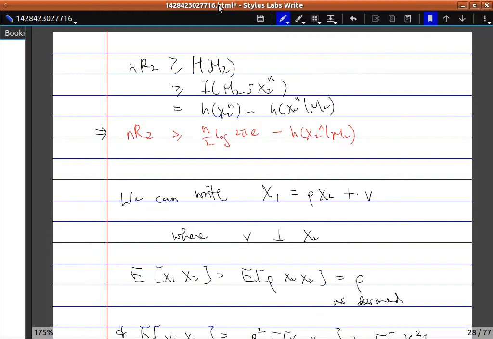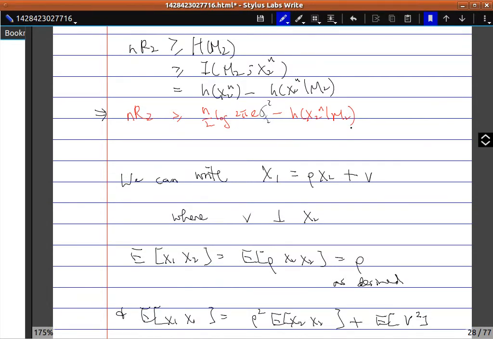Now, if we consider nR2 greater than or equal to H(M2), and then again this is greater than the mutual information of M2 and X2^n, and then we can split the mutual information like this. And then the first one, because the source is Gaussian, is just equal to 1/2 log 2 pi e. This is actually missing something, similar to X2 squared minus X2^n given M2.